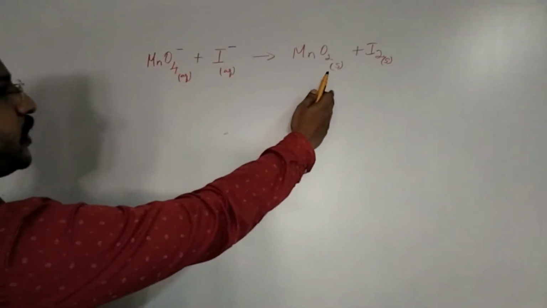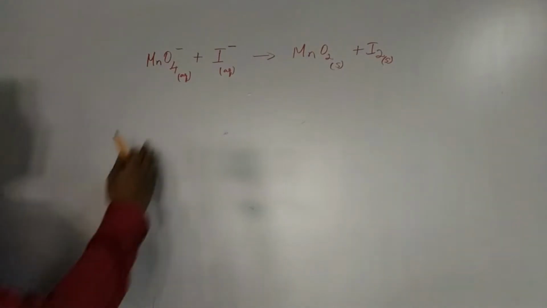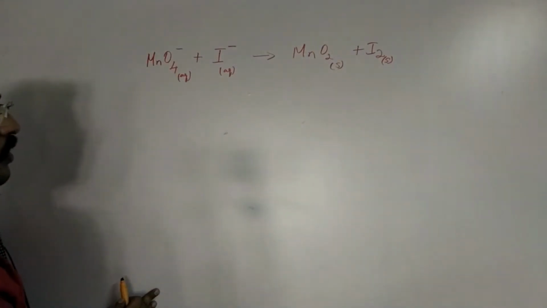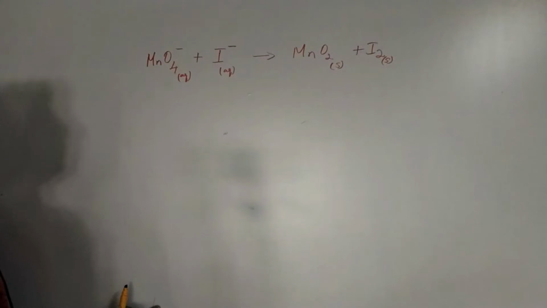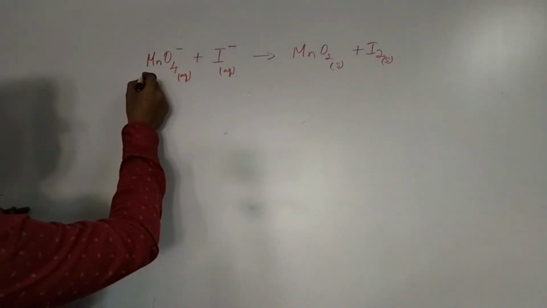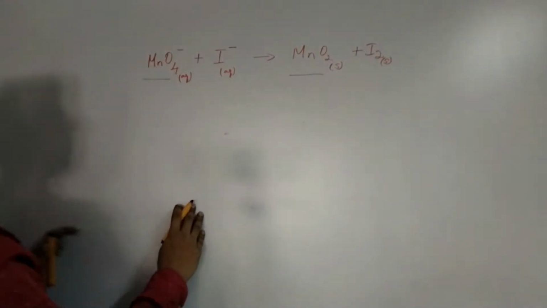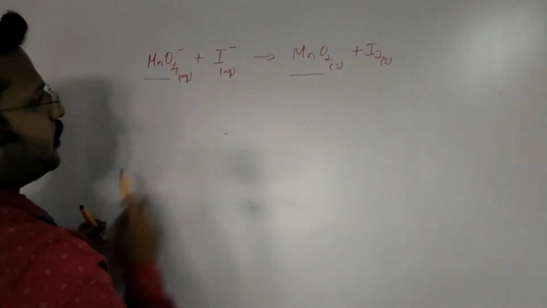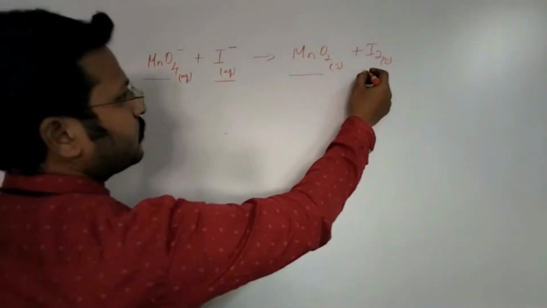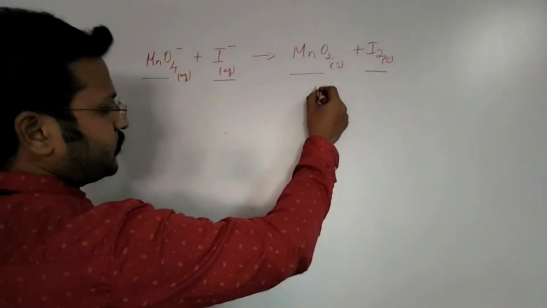So first thing, I have to segregate or separate the oxidative half and reductive half. Determining the oxidative half and reductive half is important, but if you are not aware of that, just separate the like terms together. Here we have MnO4 and the same Mn is present here, MnO2, and we have I minus, and the same I is present here. So we segregate this into two halves.